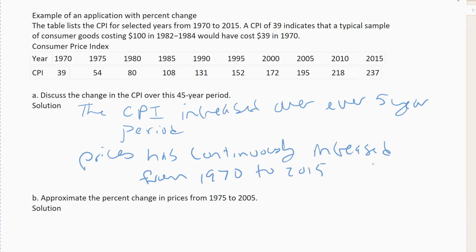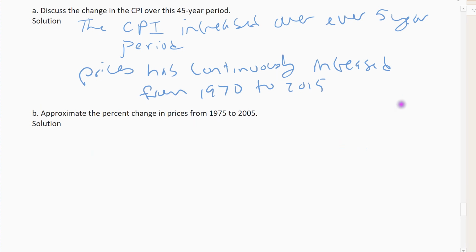Consumer price index has gone up every, again, they only give me every 5 years, so I can say it over every 5 years, and it does look like it's a steady increase over that time period. Alright, so that was just describe it in your own words. Alright, the next one is asking me what's the approximate percent change in prices from 1975 to 2000.